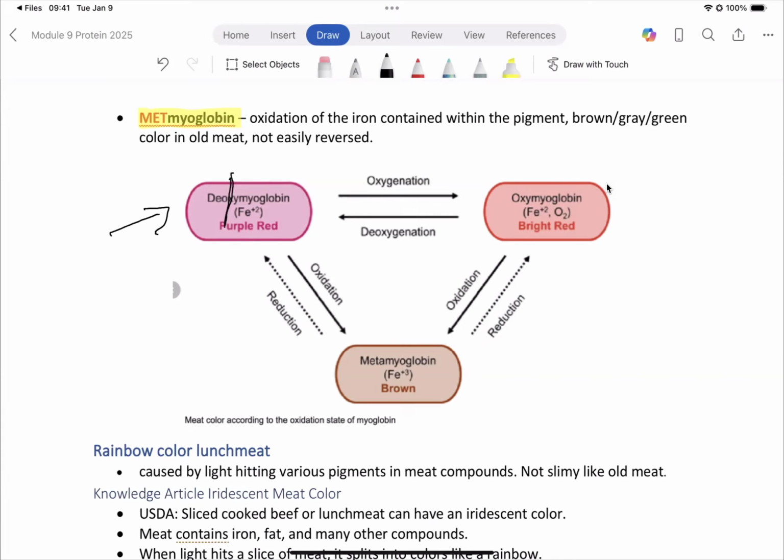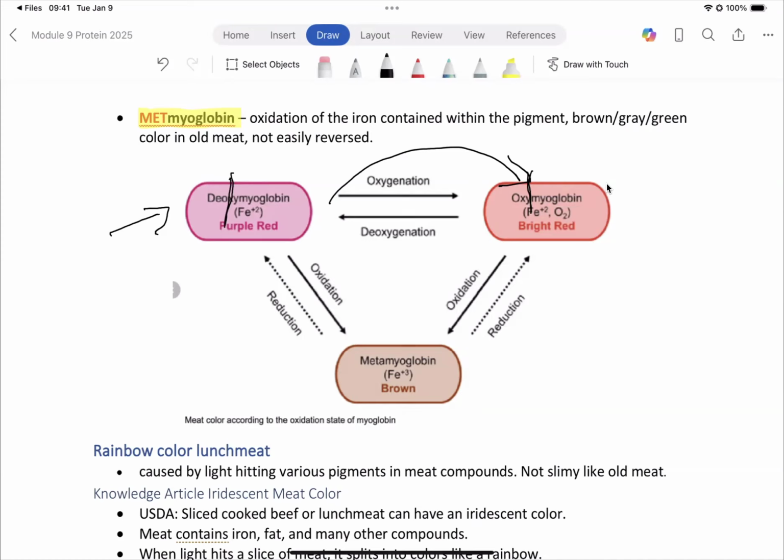So deoxymyoglobin means no oxygen, purple, right? No oxygen, purple. Okay, you expose this piece of meat, you cut it, and almost immediately it turns bright red. Now we have oxymyoglobin, right? That means that it's exposed to oxygen, and the purple color, the myoglobin, turns bright red.